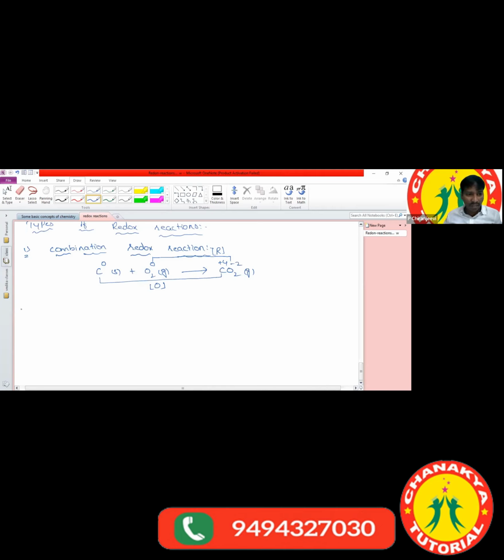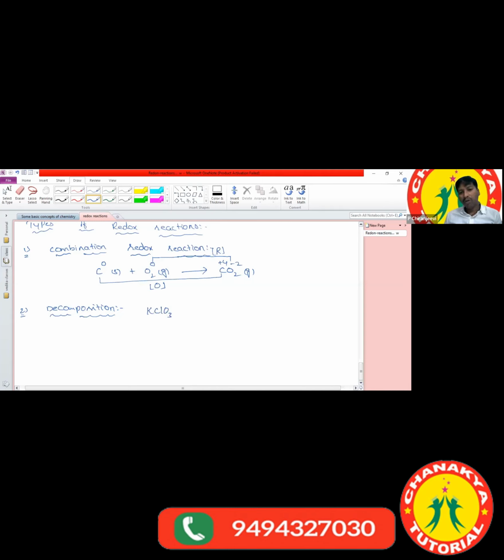Second one. What is the other type here? Decomposition redox reaction. Sir, what is meant by a decomposition redox reaction? When one reactant undergoes decomposition to form more than one product, it is called a decomposition reaction. Sir, what is the best example for this?